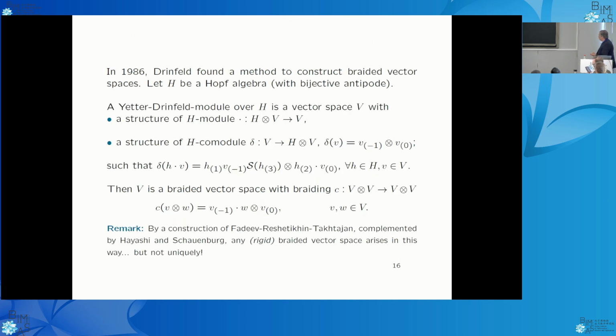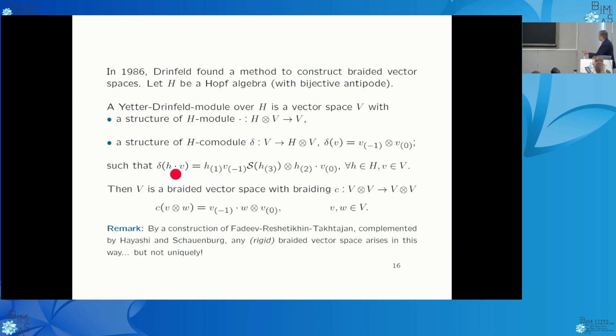Now, Drinfeld found a method 40 years ago to construct braided vector spaces from any Hopf algebra. This is the so-called Drinfeld double, but for us it's better to use the equivalent language of Yetter-Drinfeld modules. So if you have a Hopf algebra H, a Yetter-Drinfeld module over H is a vector space which has a structure of H-module, a structure of H-comodule, and these two structures are related by this relation.